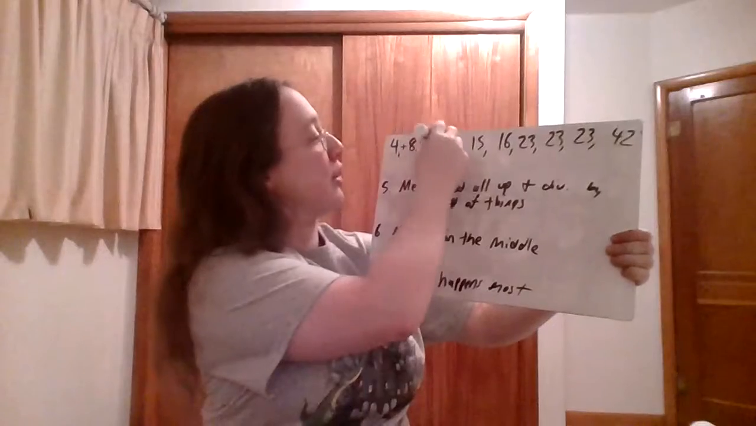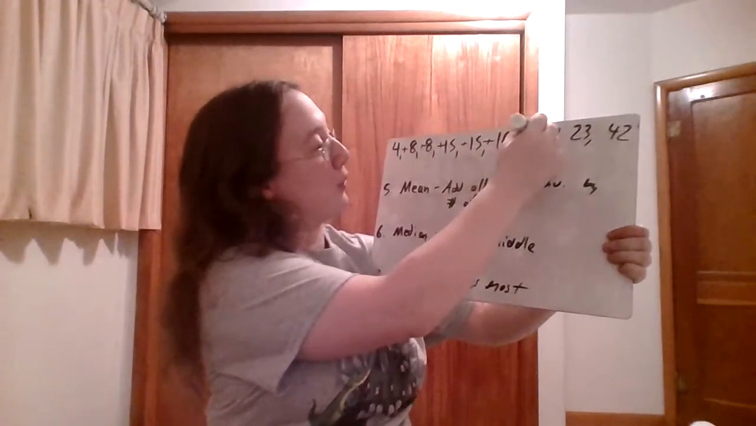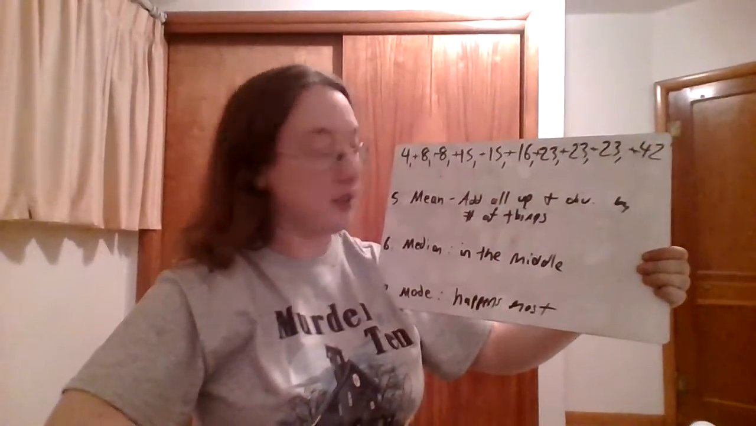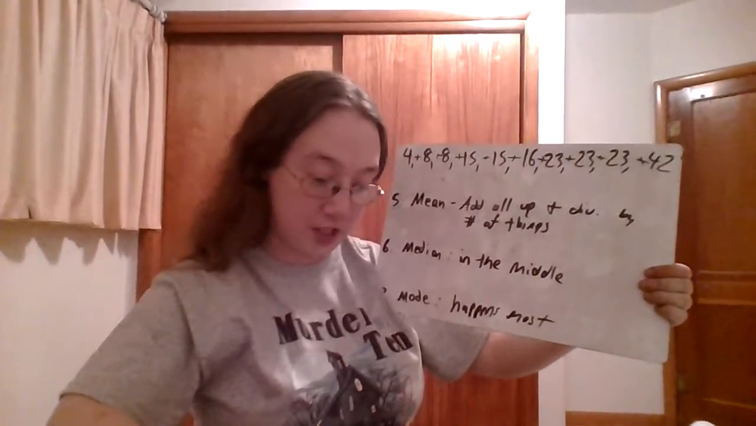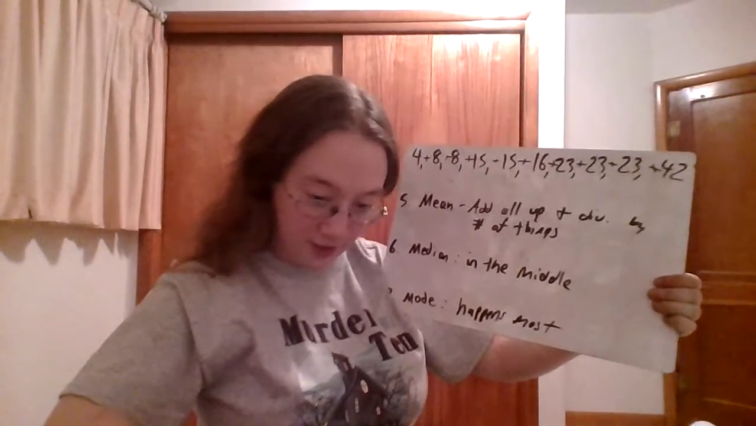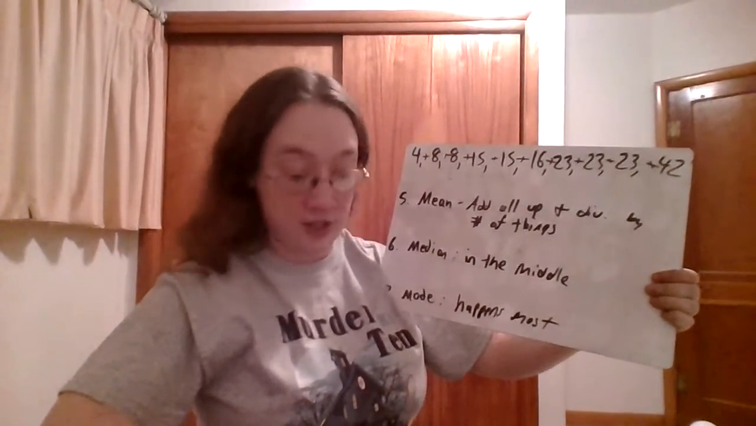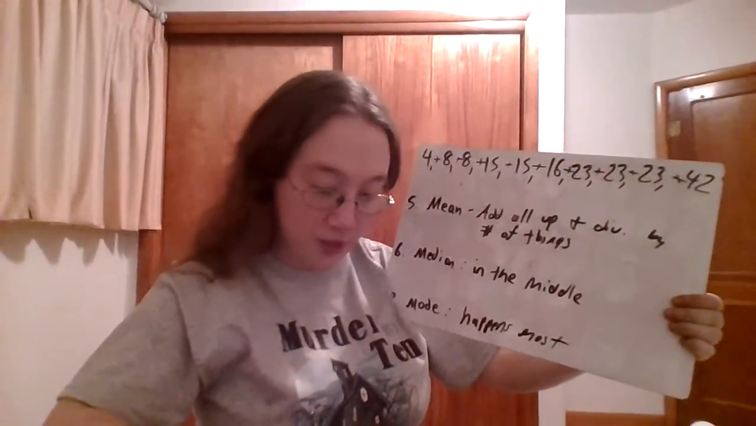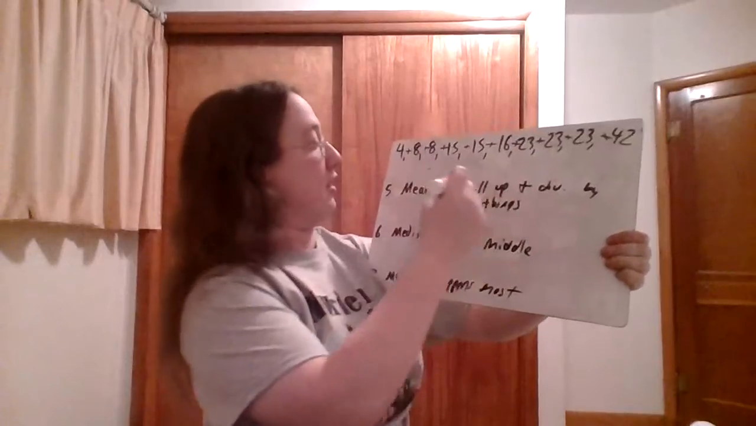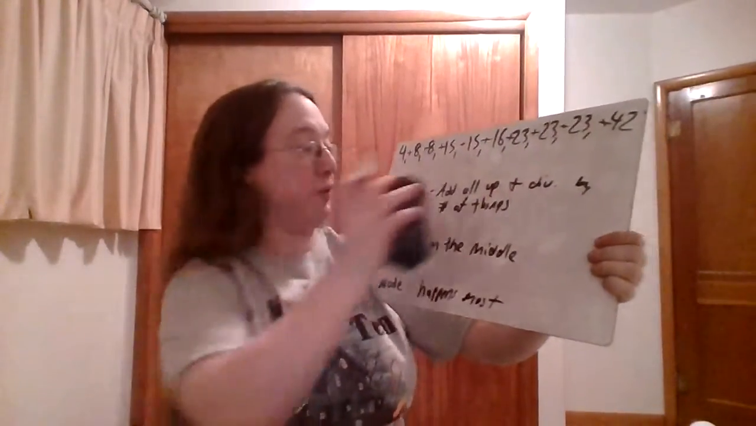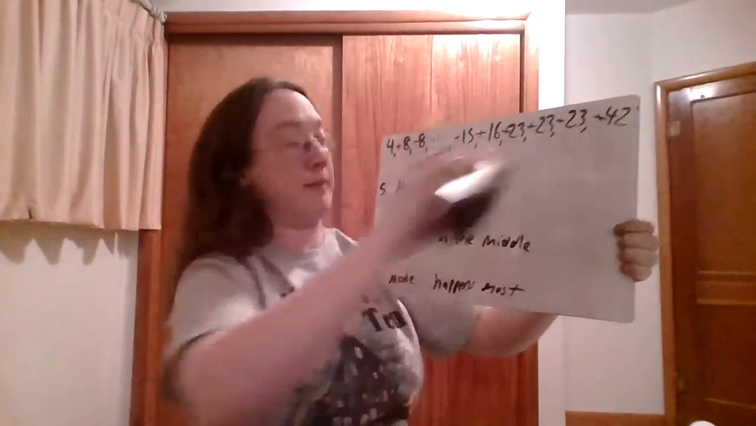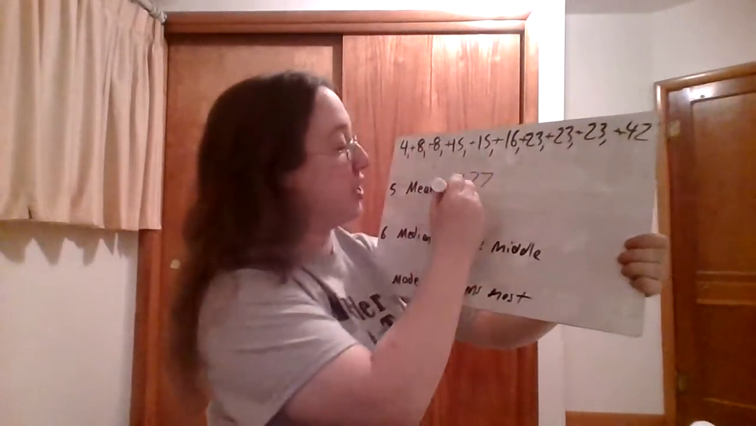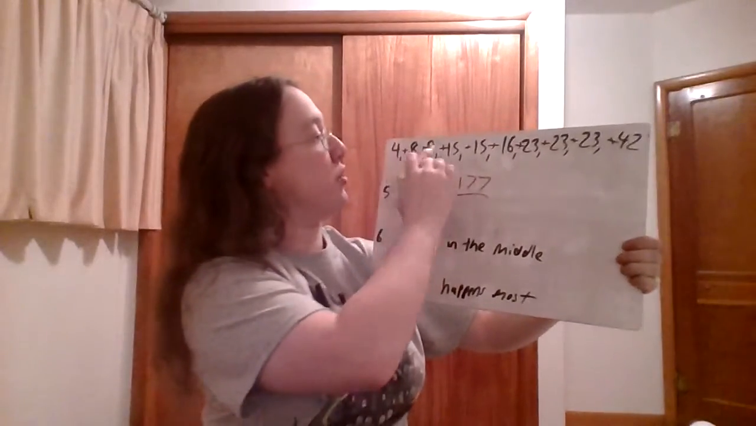So 4 plus 8 plus 8 plus 15 plus 15 plus 16 plus 23, 23, 23, and 42. So 4, 8, 8, 15, 15, 16, 23, 23, 42, that's 72, gives you 177. Okay, so those all add up to 177. Let me erase that, so you get it by now. If you don't, just go back and rewind. So 177, and divided by our number of things, which gives you 1, 2, 3, 4, 5, 6, 7, 8, 9, 10.